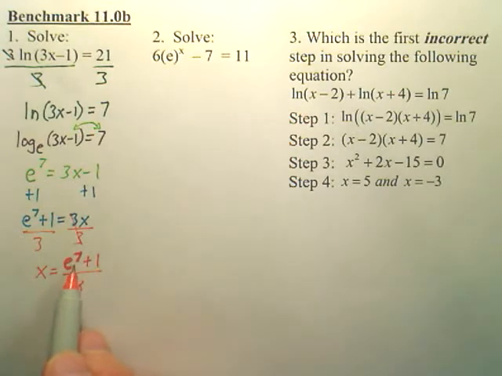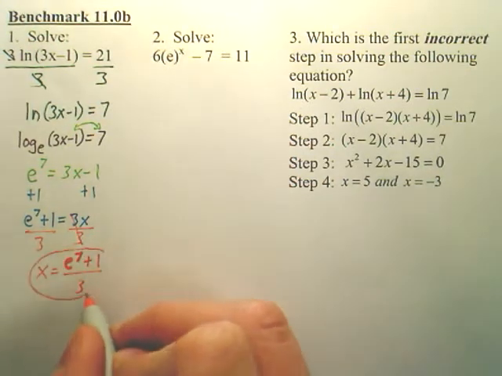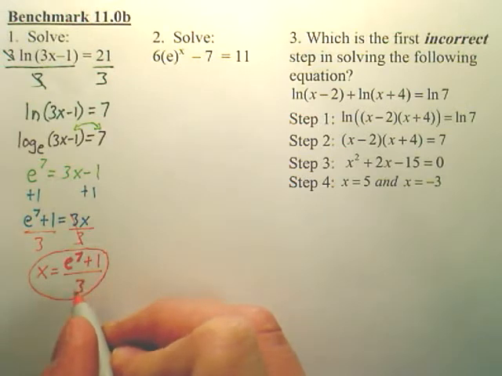Now, make sure that power is a power. Don't make it e7, e times 7. Make sure that's a power. I kind of made that a little too low. That's your answer. If you had a calculator, you could calculate that.